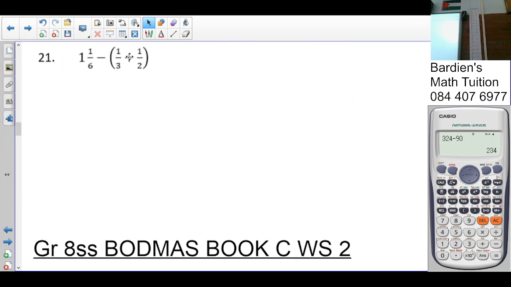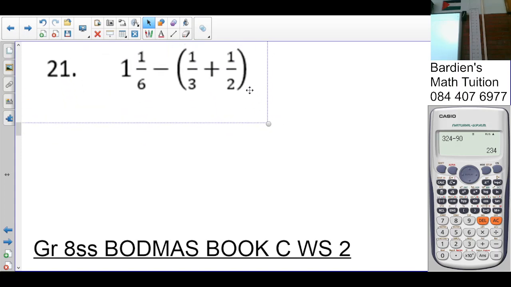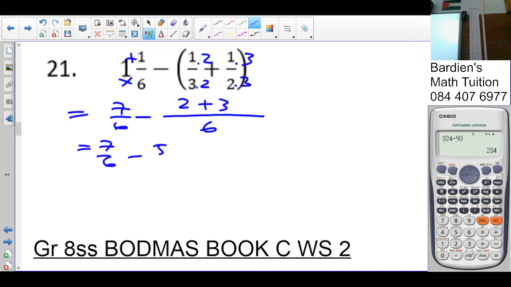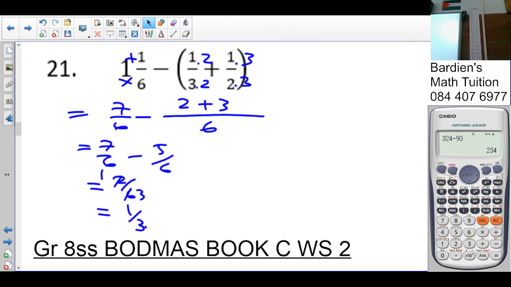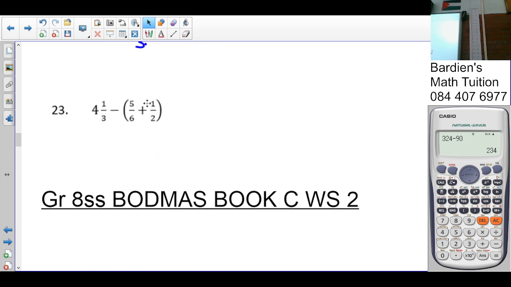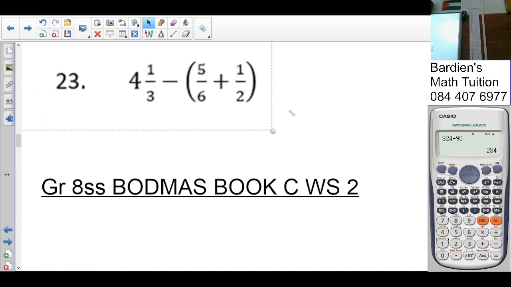Next, number 21. What needs to be done first here? The brackets. So you change them up to improper first. So it's going to be 7 over 6 minus, what's my LCM inside my bracket? 6. You times by 2, you times by 3. So it's 2 plus 3, which is 5 over 6. So 7 over 6 minus 5 over 6 is 2 over 6, which is a third, 1 over 3. Any confusion here?